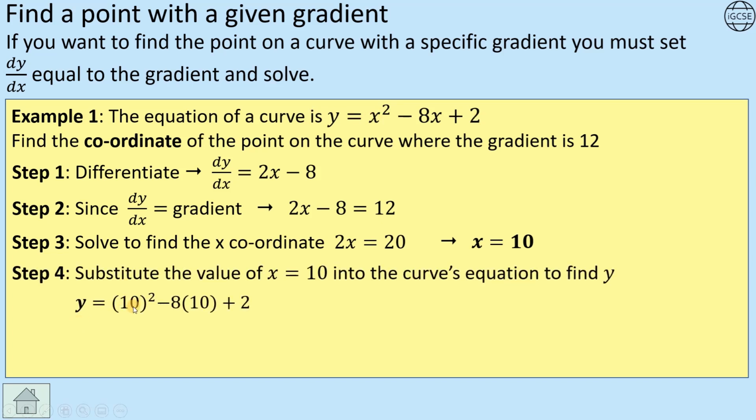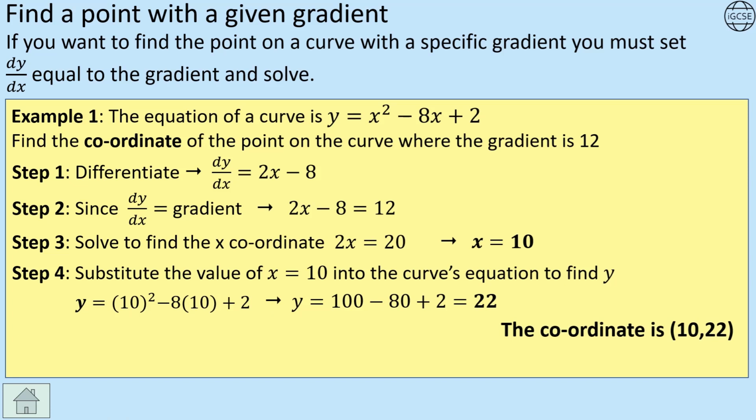So y is equal to 10 squared minus 8 times 10 plus 20 plus 2, which is going to be 100 minus 80 plus 2, which is going to give us 22. So that's the y value. So the coordinate in this particular case is 10 and 22. So that's the coordinate for that.